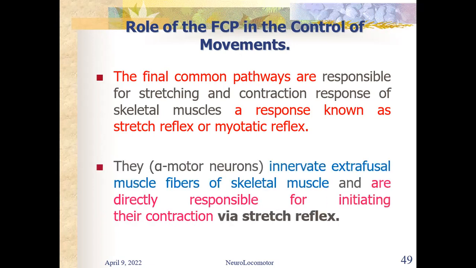So the alpha motor neurons, as we have seen there, innervate extrafusal fibers of the muscle spindle. We saw muscle spindle some time ago. We saw it has the extrafusal and the intrafusal fibers. So the alpha motor neurons innervate the extrafusal fibers of the skeletal muscles and are directly responsible for initiating contraction in the skeletal muscles via stretch reflex, myotatic reflex. So for them to initiate contraction in the muscle, they have to initiate stretch reflex.